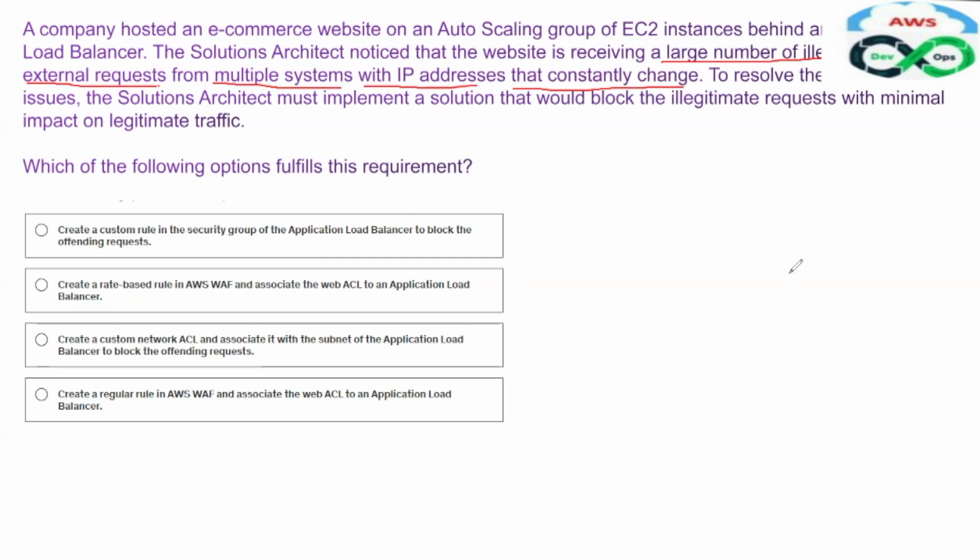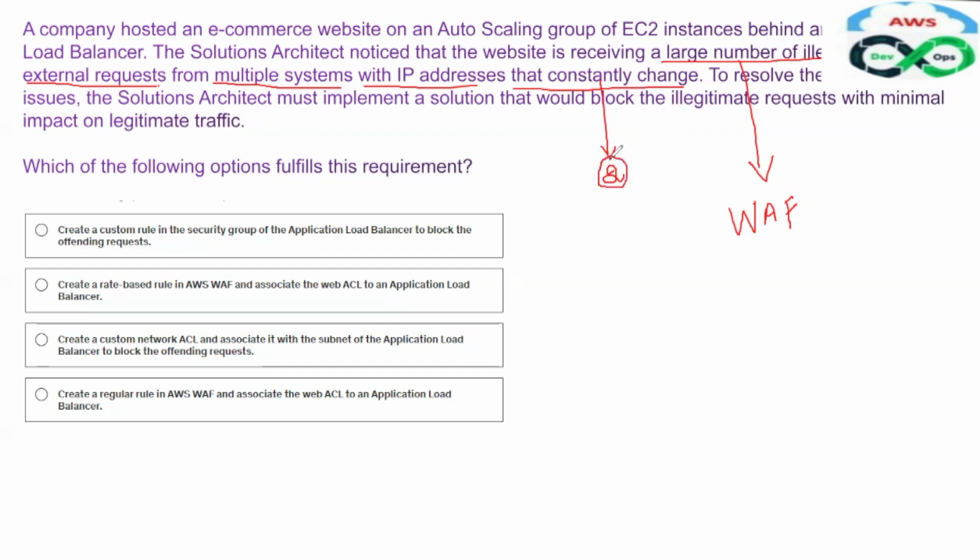Now we identified the keywords. What is a keyword? Large number of illegitimate requests. So definitely it should be the WAF service. We have to address this with a WAF service. Okay. And another keyword to remember. So this is your first keyword. The second keyword is IP addresses that constantly change.